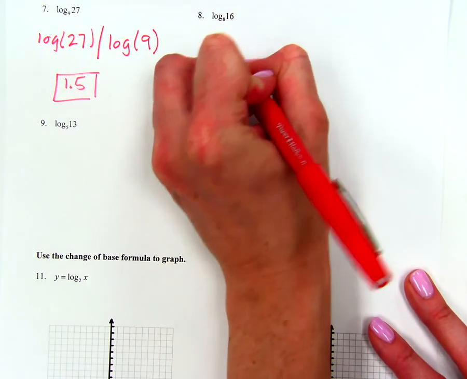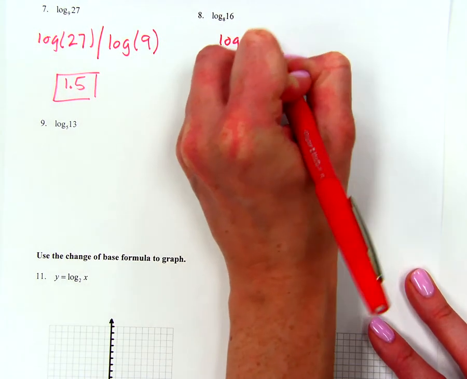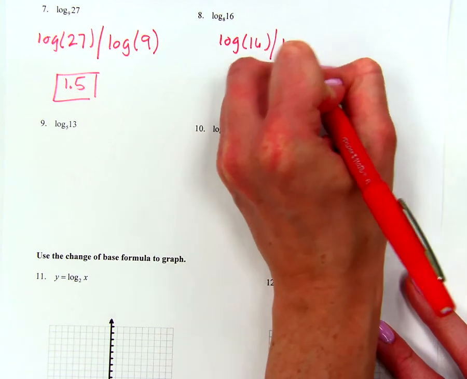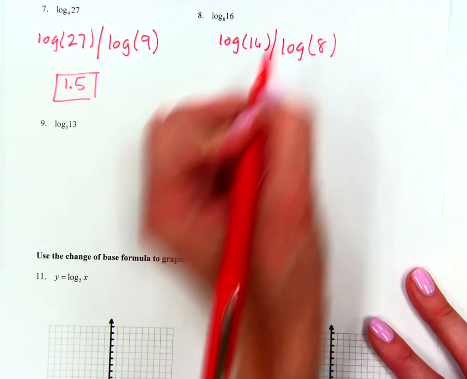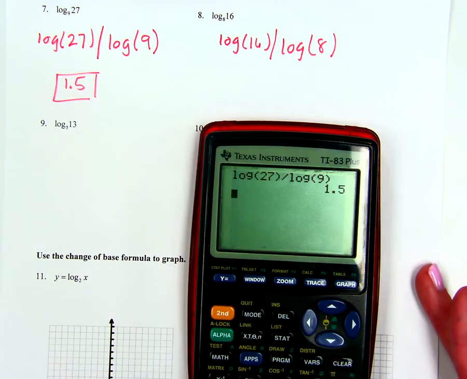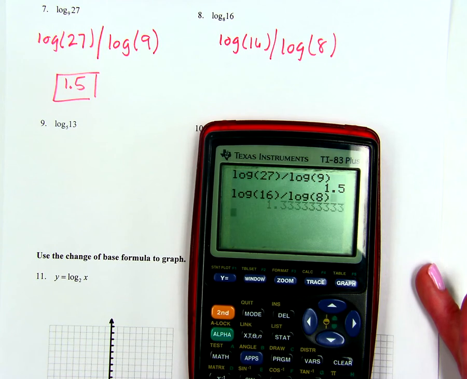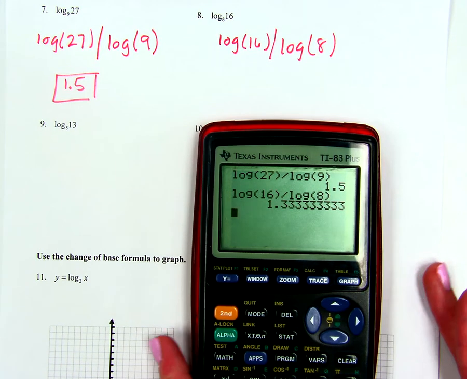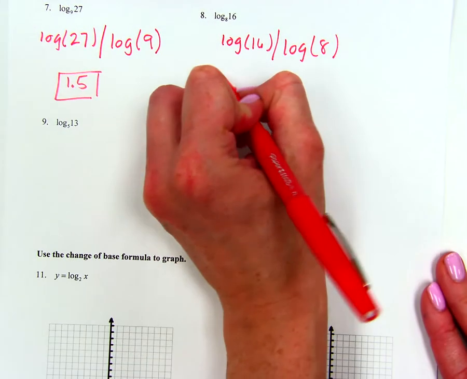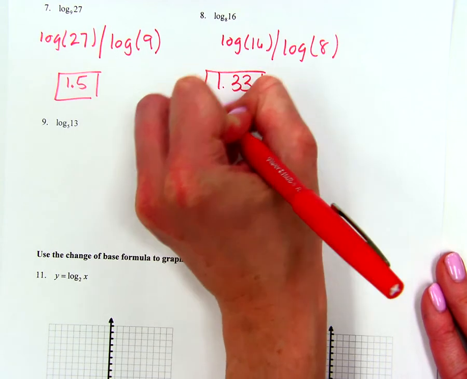So we'll start with a bigger number here, so a log of 16. And we're going to divide that by log of 8. So plug that into your calculator. Don't forget your parentheses. And you get kind of a repeating decimal, so just to the hundredth place. So just 1.33 is fine for that one.